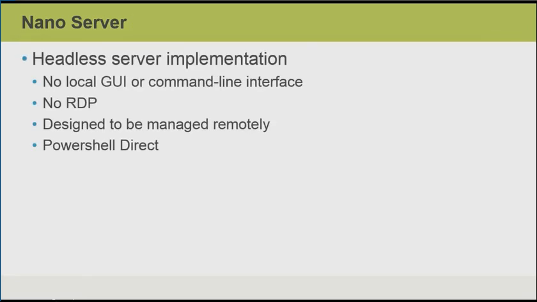Nano Server is a headless server implementation. This means that there's no local GUI or command line interface, so we can't interact with it locally. There's also no remote desktop support, and it's designed to be accessed over the network. We could also use PowerShell Direct on a Hyper-V host if we've got a Nano Server virtual machine. PowerShell Direct allows us to enter a remote session with a virtual machine, but not over the network. Instead, directly through the hypervisor into the guest operating system.